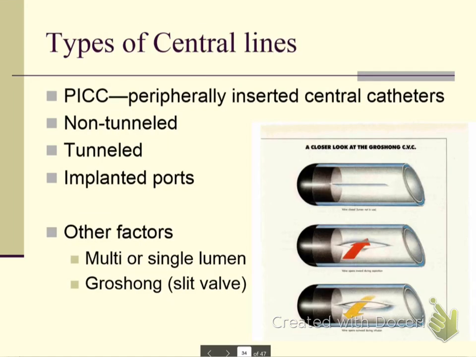So the different types, we have a PICC line. So that's your peripherally inserted one. So even though it's going into a peripheral vein, it's going up in that vein, up into the superior vena cava, right? So it's still going to the same place that your IJ or subclavian's going. It's just taking a longer time to get there, right?